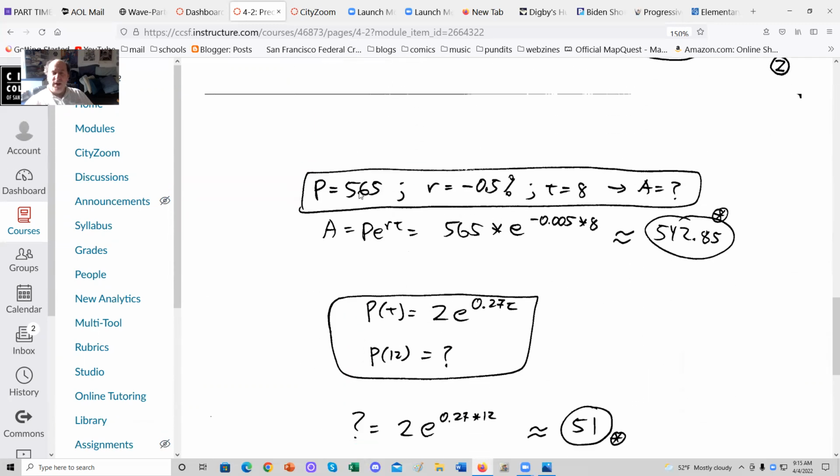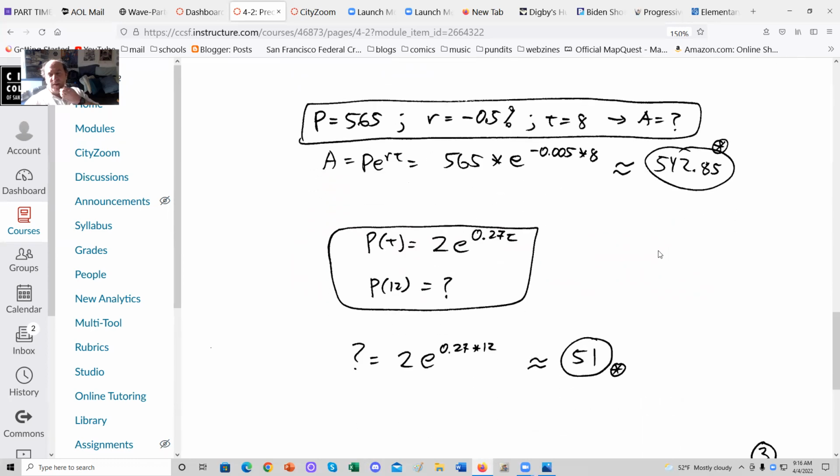Here we have $565 exponentially declining at 0.5% for 8 years. What's the later amount? All right, it's 565 times e to the negative 0.005 times 8, which comes out to 542.85.